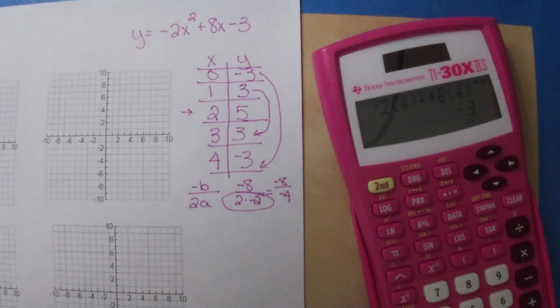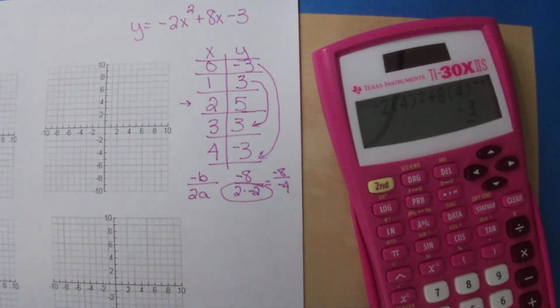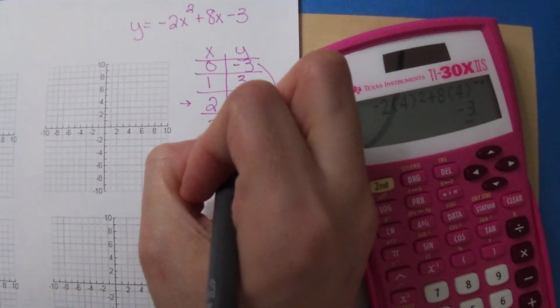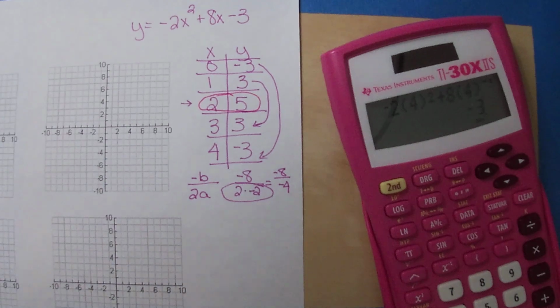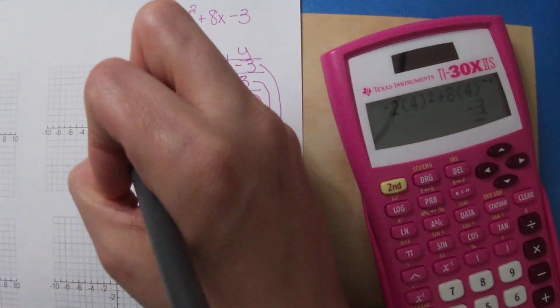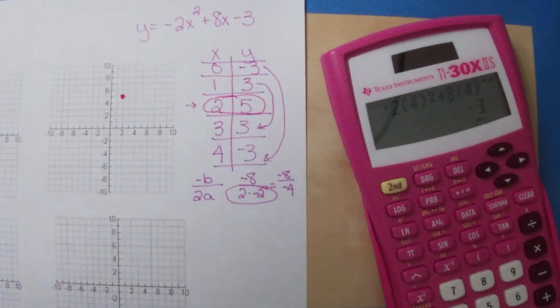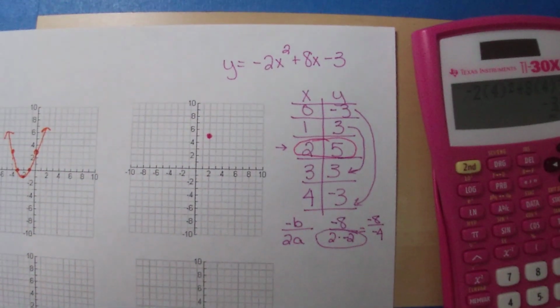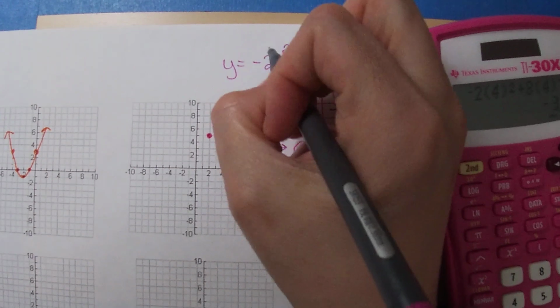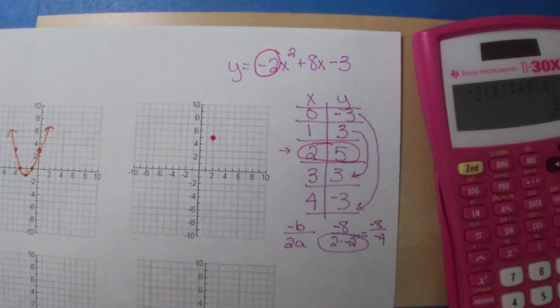Now, if someone said, okay, well, what is the vertex of this parabola? Remember, our vertex is what's in the middle. So 2, 5 is the vertex. So 2, 5 is my vertex, right? The vertex is that high point or the low point. Now, we have an A here of -2. So when A is negative, that says we should be getting a parabola that opens down. So we better be plotting these points and getting a hill.